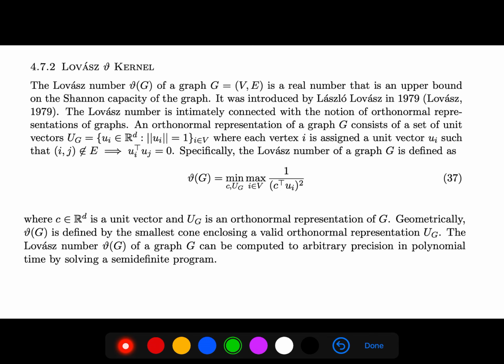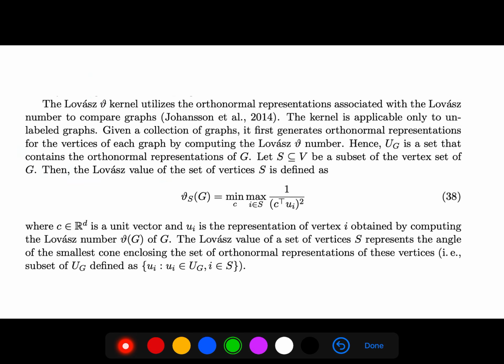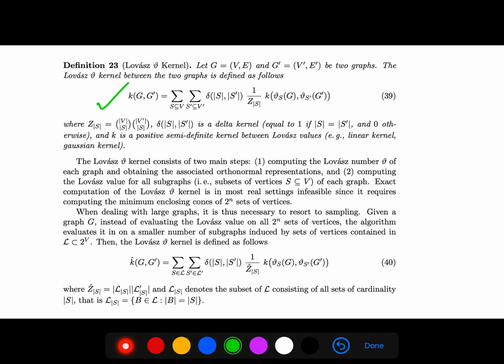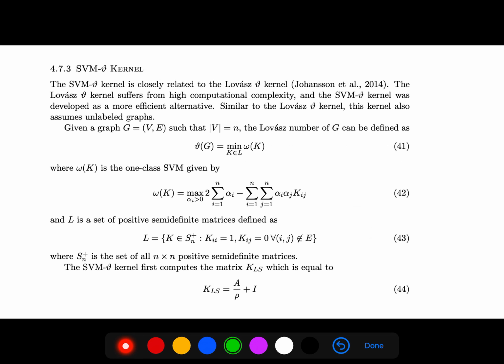Also the Lovász kernel. Lovász was a great mathematician, and he didn't work on machine learning, just pure graph theory, pure spectral graph theory. But some people drew inspiration from his work and then invented this. Of course, this one is still a theorem that Lovász has proved, but this is how we define the Lovász kernel. So the Lovász kernel is defined like this. Also the support vector machine theta kernel, which is related to the Lovász theta kernel.